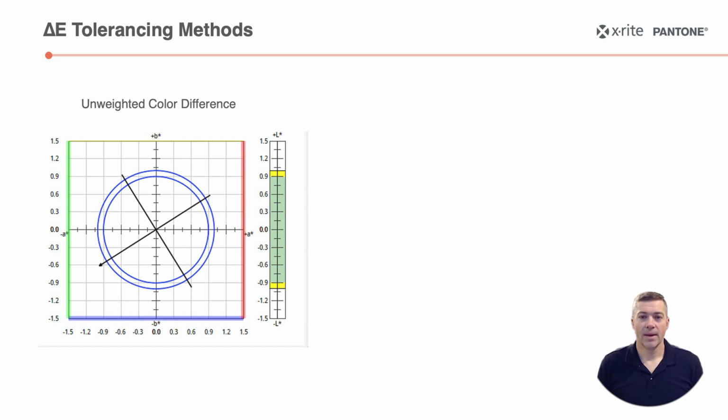However, this method doesn't always align well with how we perceive color differences. In some cases, two colors may look significantly different to the human eye, but the numeric values suggest only a small difference, or vice versa. This can make it challenging to use for setting color tolerances in quality control.